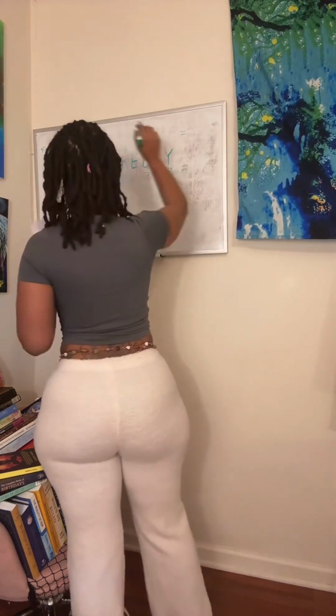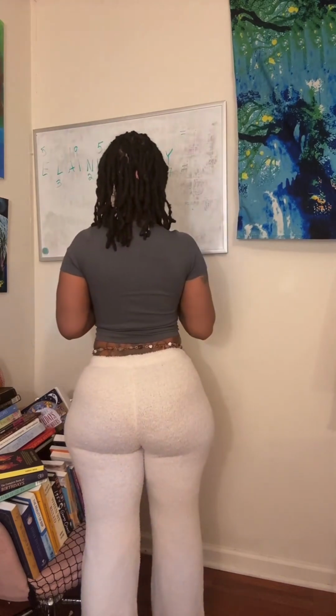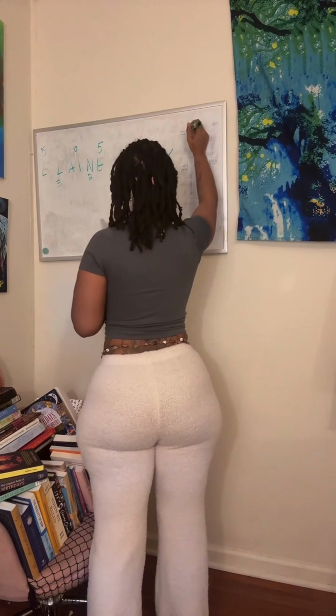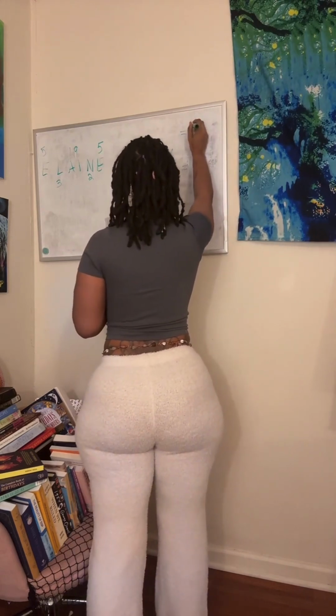So when we add up the 9 plus the 1 plus the 5, 9 plus the 5 plus the 5. And then we're going to reduce it.